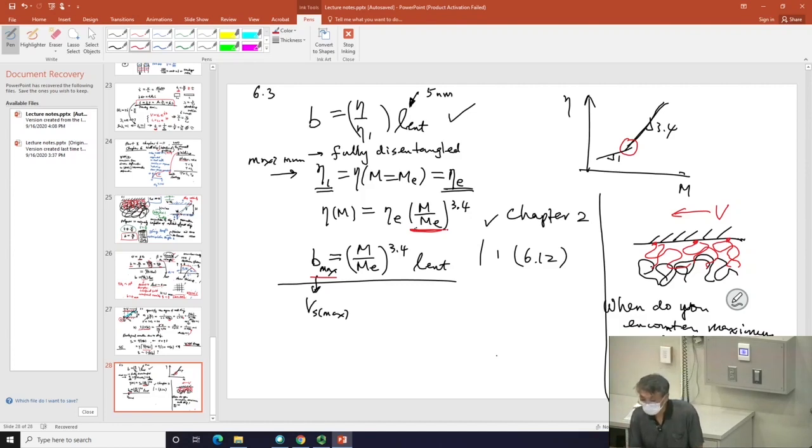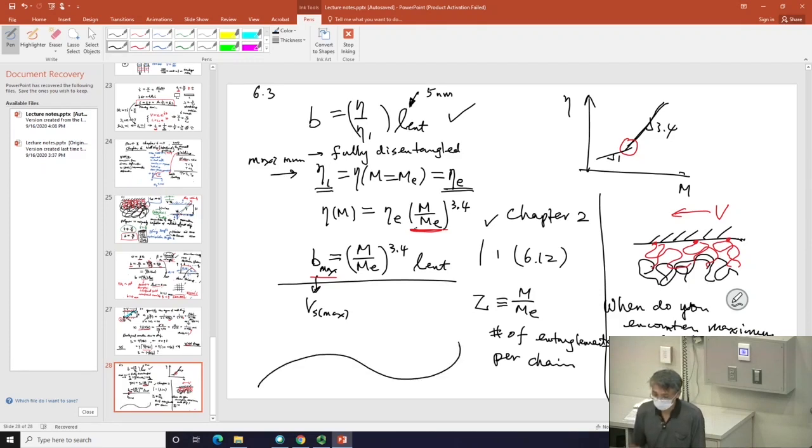In the literature of polymer dynamics and rheology, one famously calls this Z. I just want you familiar with this language. They always say the number of entanglements per chain, as if you have a chain this long, and this is the entanglement length, and you just count how many of them.